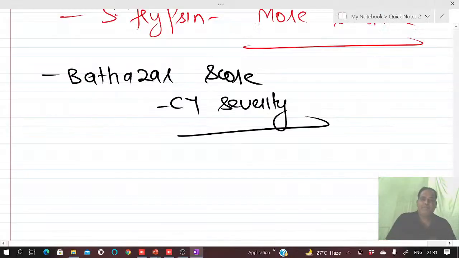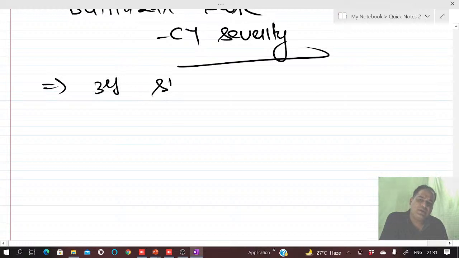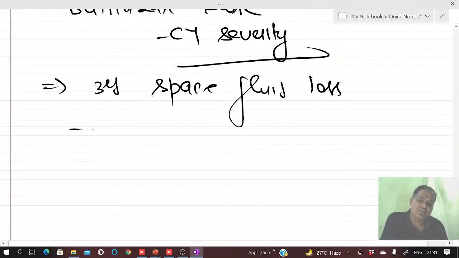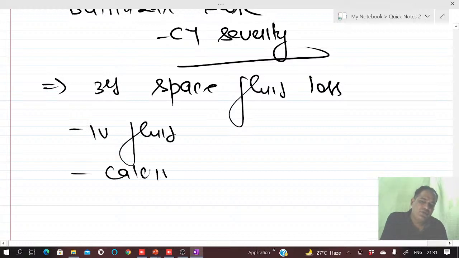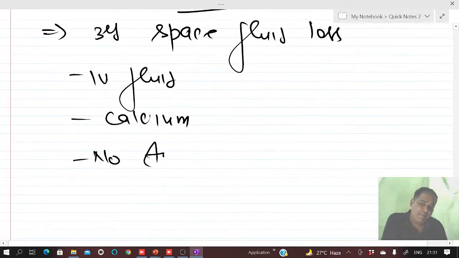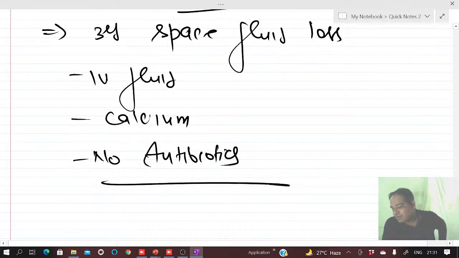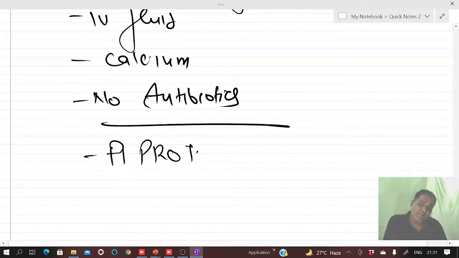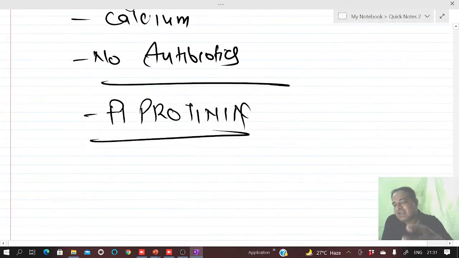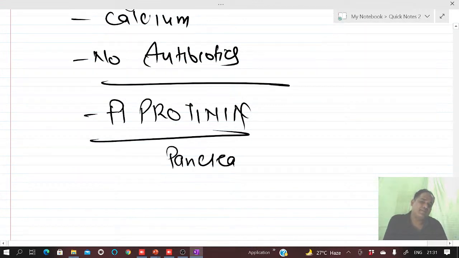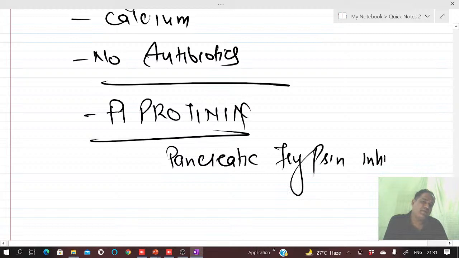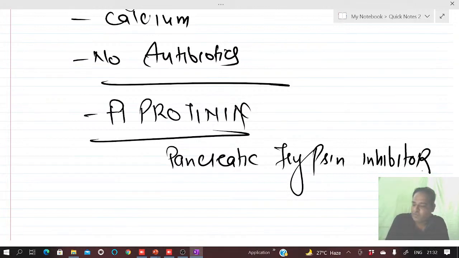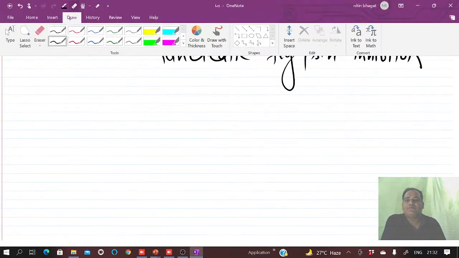So, because there are going to be huge third space fluid losses, you need to give too much of IV fluids. You need to give your patient calcium, fine. Remember, no antibiotics are to be used. Fine. What else do we use? Aprotinin. What is aprotinin? That is pancreatic trypsin inhibitor. After 6 weeks, you might have to perform cholecystectomy if gallbladder is the cause. Fine.